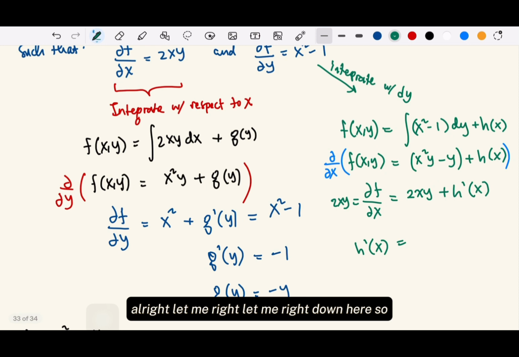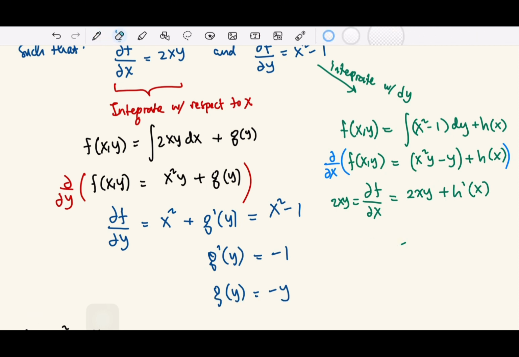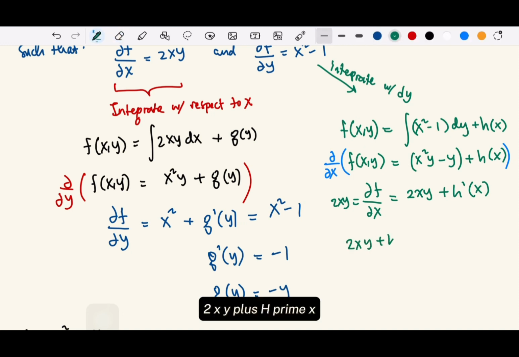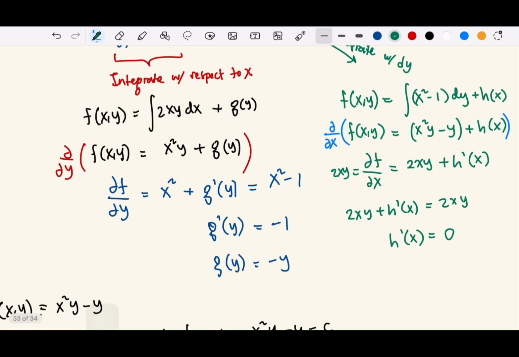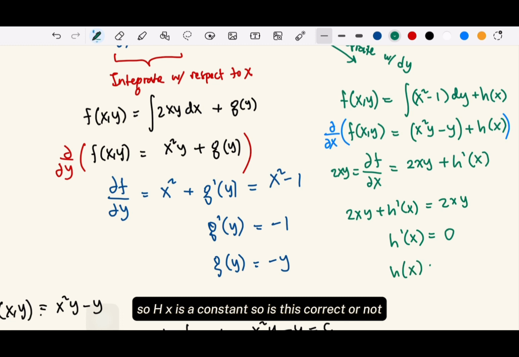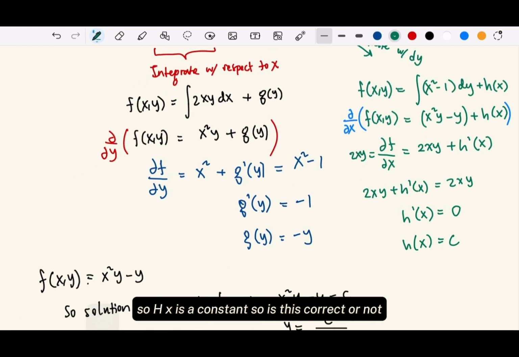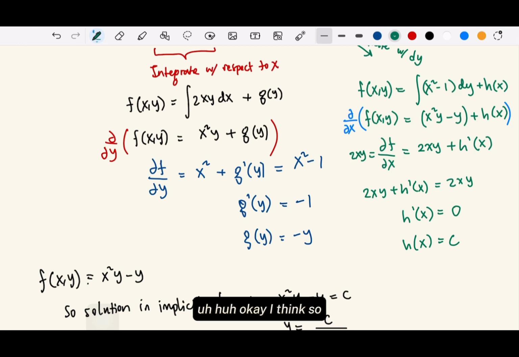Or let me write down here. So 2xy plus h'(x) is equal to 2xy. So h'(x) is equal to 0, right? So h(x) is a constant. So is this correct or not? Okay, I think it's correct.